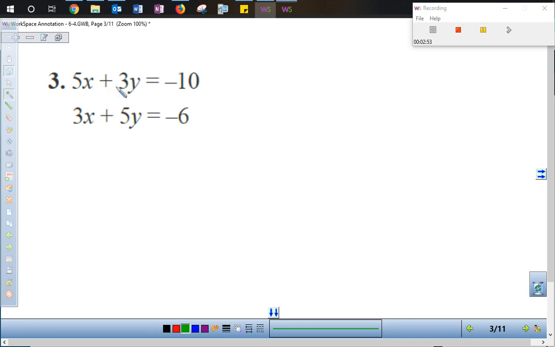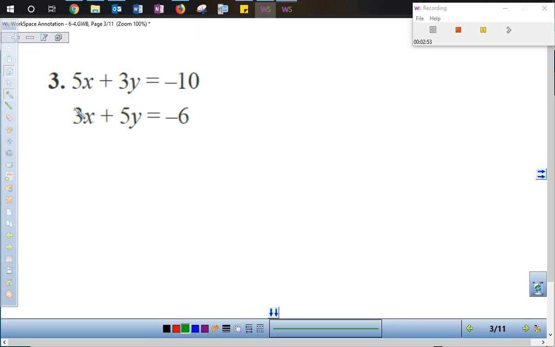Now, I'm going to try what I did on number 1. I'm going to look to see if I can use multiplication to turn one of these coefficients into the other. So for example, let's choose the x's. Using multiplication, I cannot easily turn a 5 into a 3, because 5 times 1 is 5, 5 times 2 is 10, 5 times 3 is 15. I don't get a result of 3.